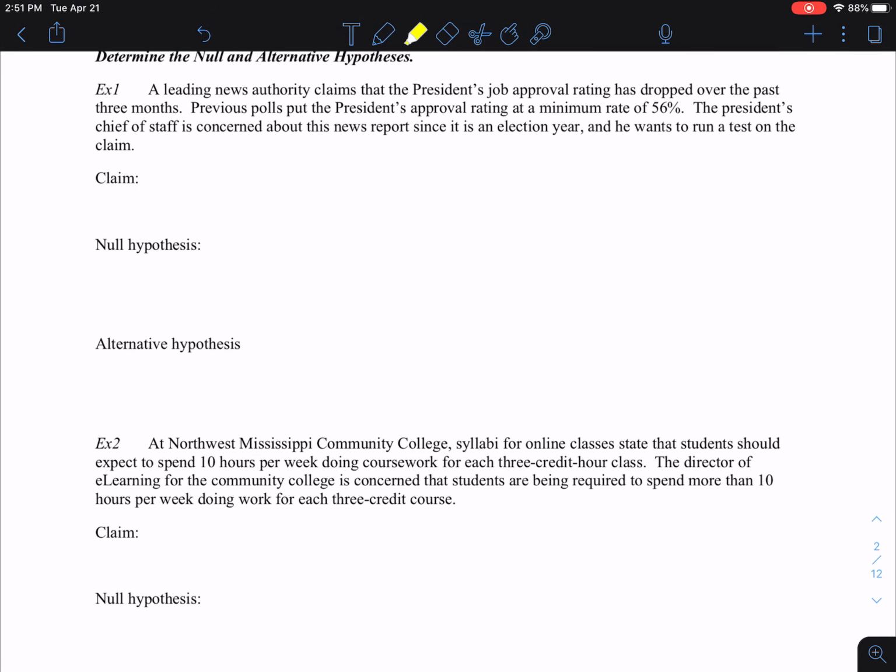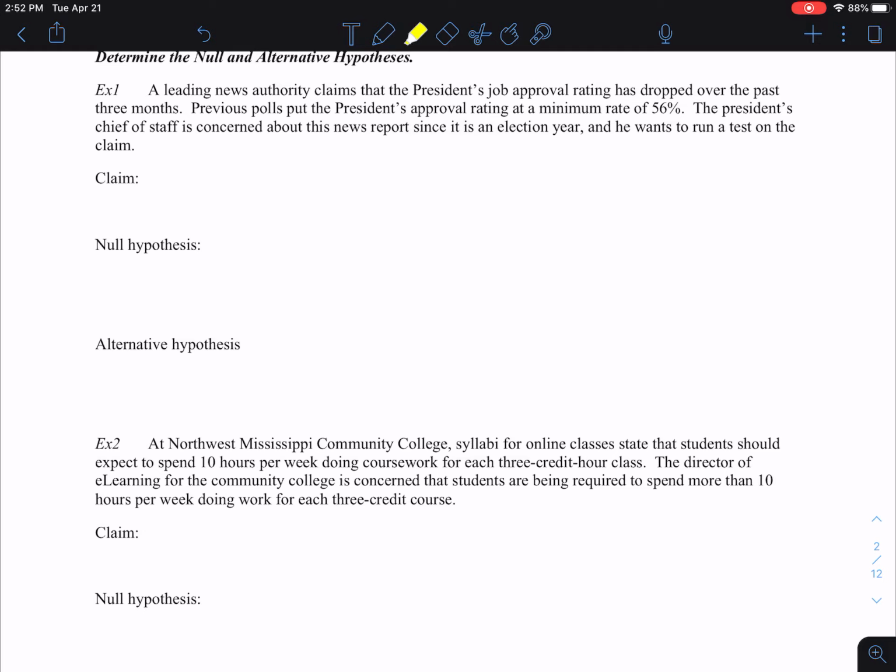This says that a leading news authority claims that the president's job approval rating has dropped over the past 3 months. Previous polls put the president's approval rating at a minimum rate of 56%. The president's chief of staff is concerned about this news report since it is an election year, and he wants to run a test on the claim.